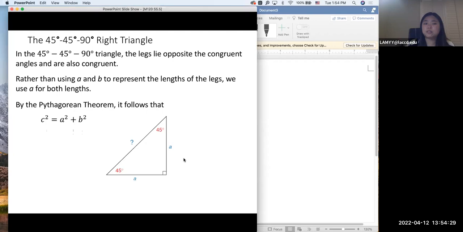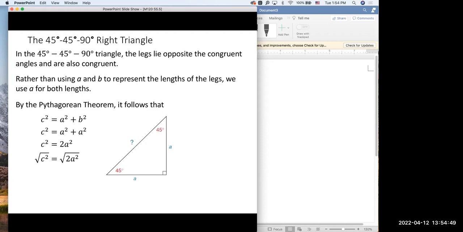Okay, so we plug it in. We have C squared equal to A squared plus A squared. So that would be C squared equal to 2A squared, right? And then we take the square root of both sides. So you should find C equal to A square root of 2.